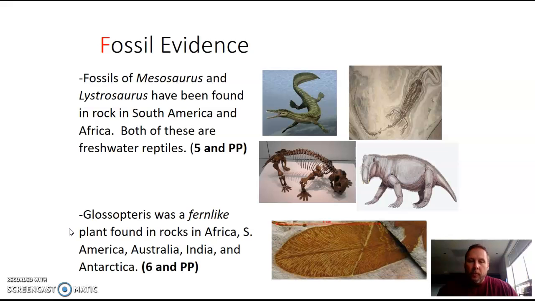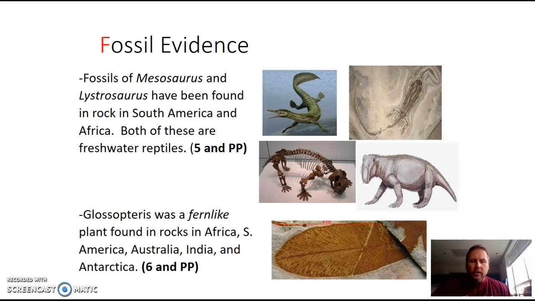If you look at the first one, we're going to start with the fossil evidence. The fossil evidence, okay? Now, the fossils of the Mesosaurus and the Lystrosaurus, which if you look here, the Mesosaurus is here, very cool looking creature, and the Lystrosaurus is here. Strange looking creature, almost like an anteater. What I need you to know is that fossils of these two were found in rocks in not only South America, but also Africa, showing that on 2 separate continents, these once lived.